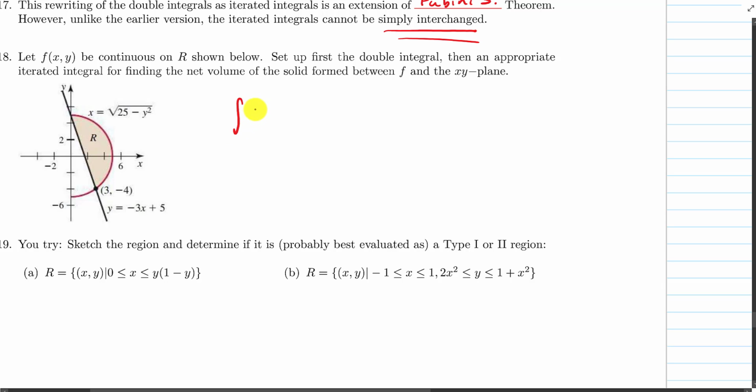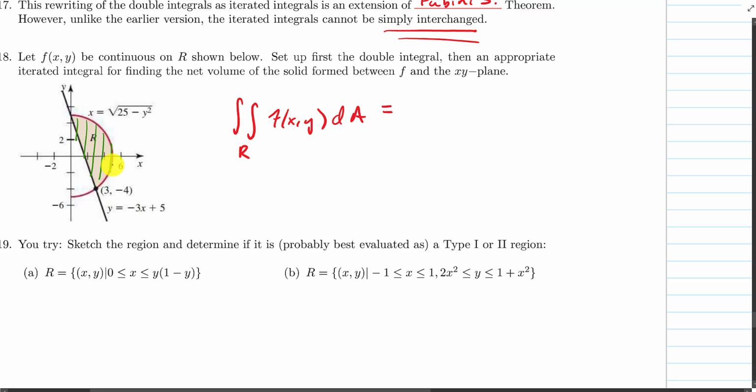So here's our region R, and we want to find the volume of some function f of x, y, or the net volume of some function that lives above this region. So the question is how are we going to write this as an iterated integral? Now, you could, if you wanted to, set this up and think of it as a type 1 region.